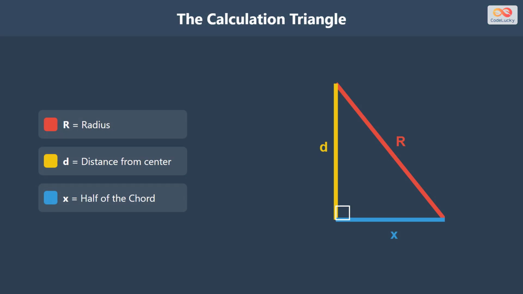This property allows us to form a right-angled triangle. The 3 sides are the radius r, the perpendicular distance from the center d, and exactly half of the chord's length, which we will call x.